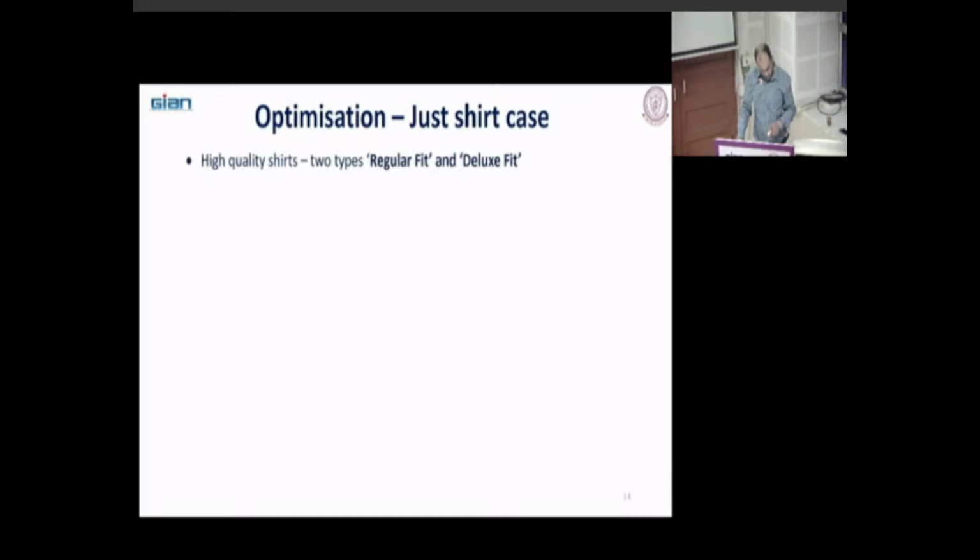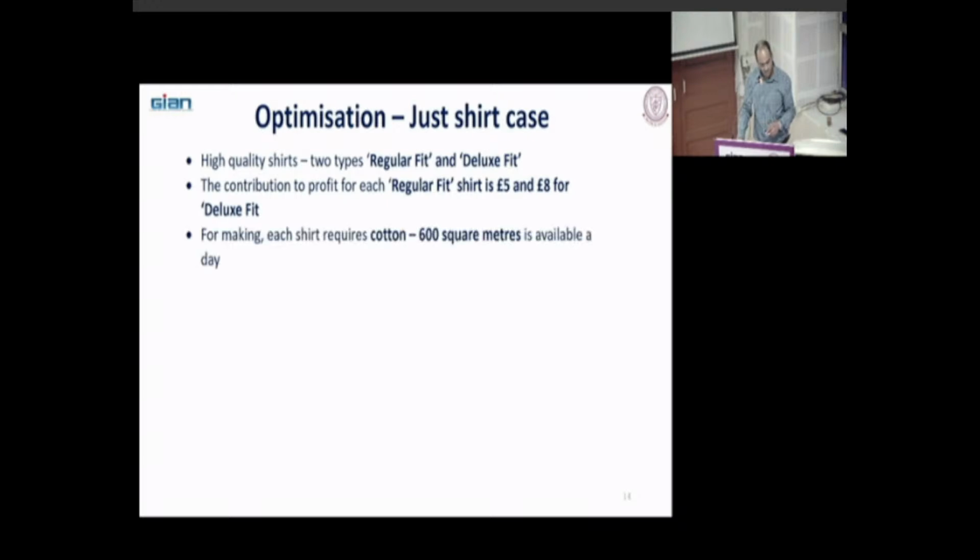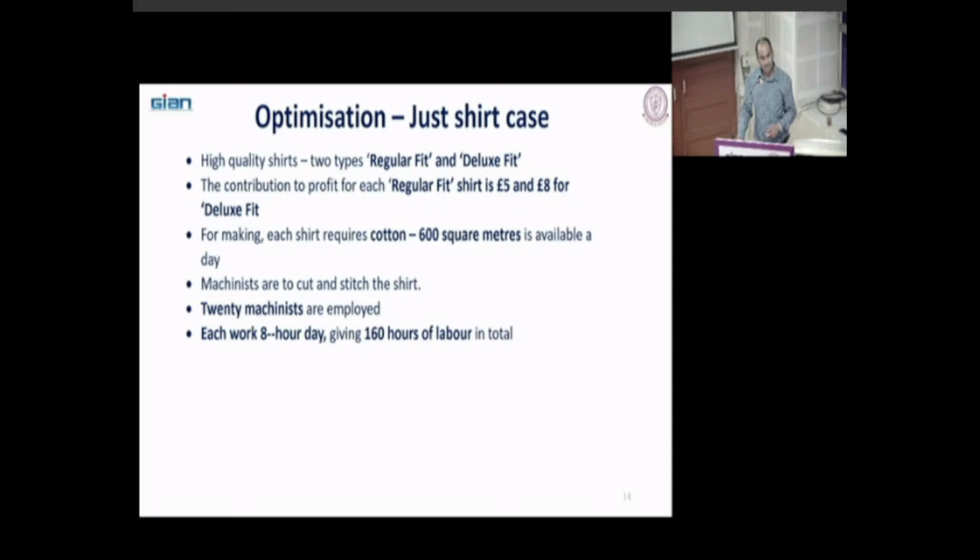Just a short case. There is one company that makes two kinds of shirts, regular fit and deluxe fit. The contribution from each regular fit is 5 pounds and from each deluxe fit it is 8 pounds. This is the profit. To make the shirts, 600 square meters of cotton is available. Machinists cut and stitch the shirts. 20 machinists are employed and they work 8 hours per day. What is the total time available? 20 machinists times 8 hours gives 160 hours of labor in total.